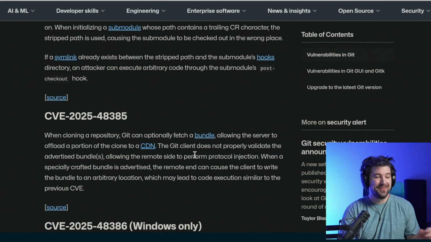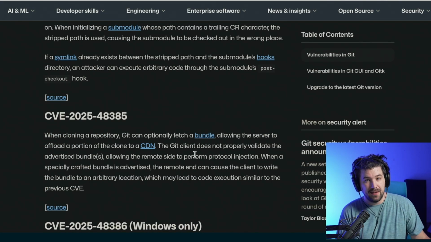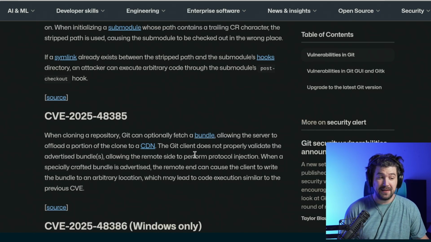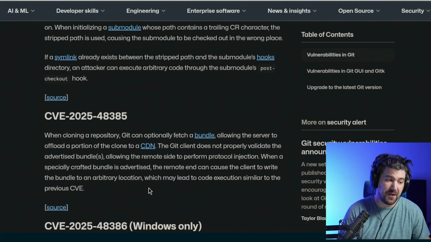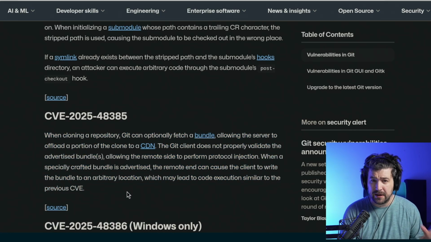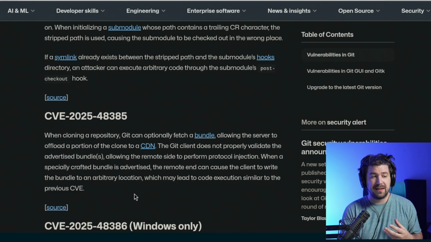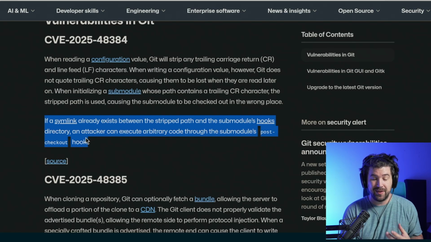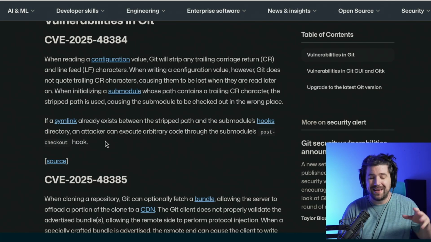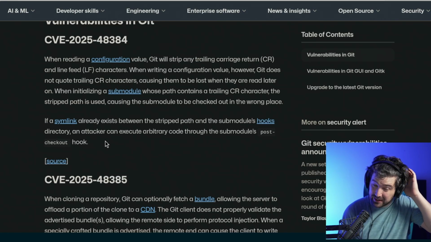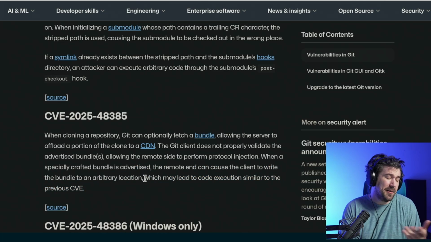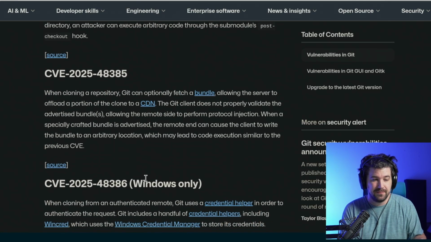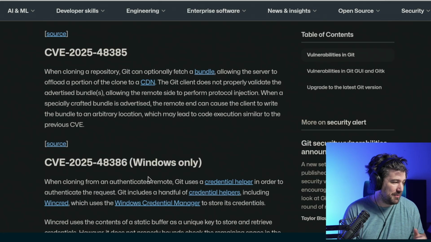So, again, if the cloning hits a CDN and there's a crafted bundle on there, this one I actually find to be a little bit scarier, in my opinion, because it doesn't require as much knowledge about the target system. Although, again, this one can be mass targeted on a computer because most computers have some standard symlinks. This one feels a little bit scarier to me, but that's just vibes on my part.